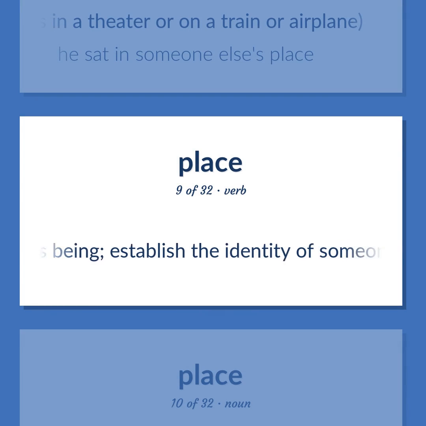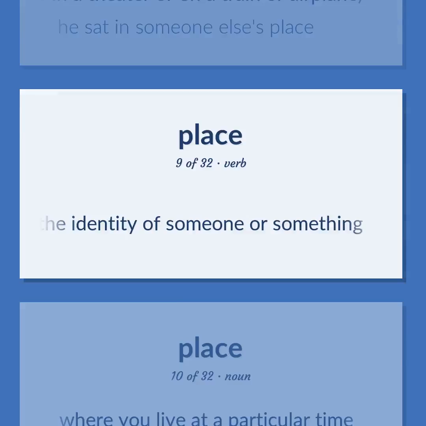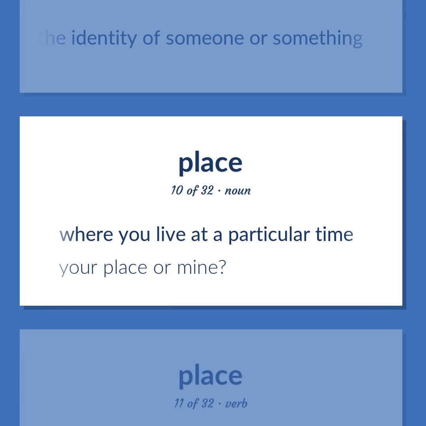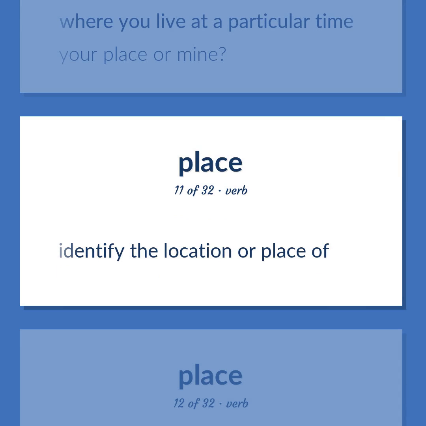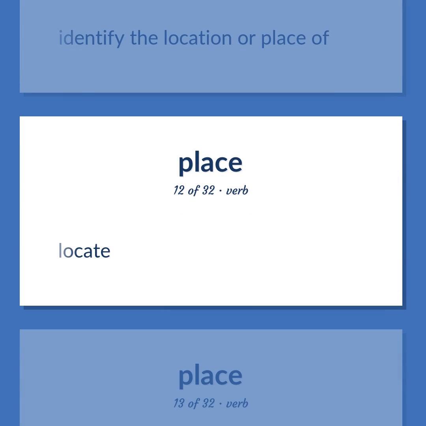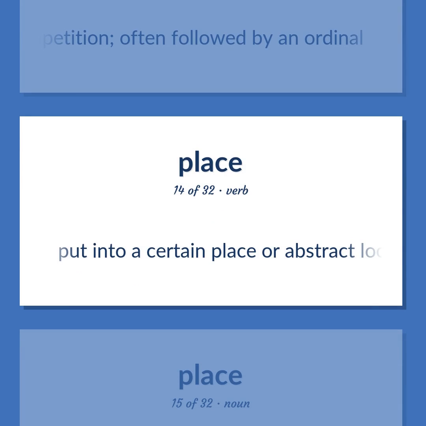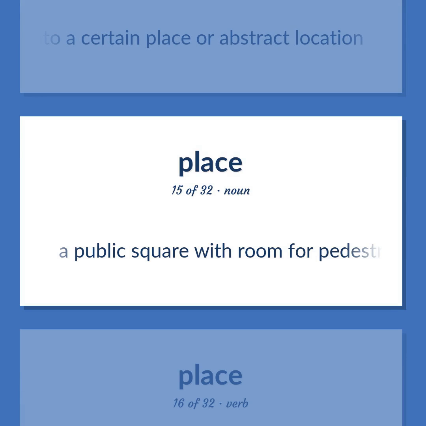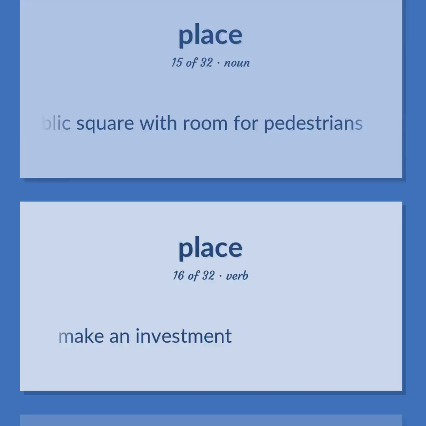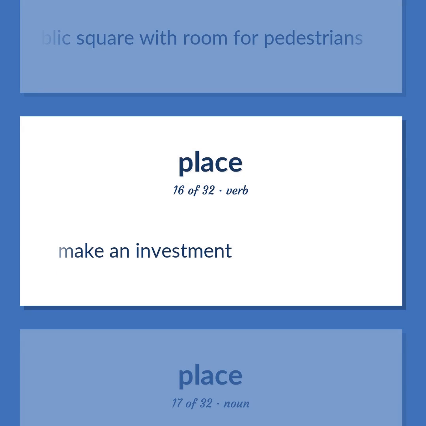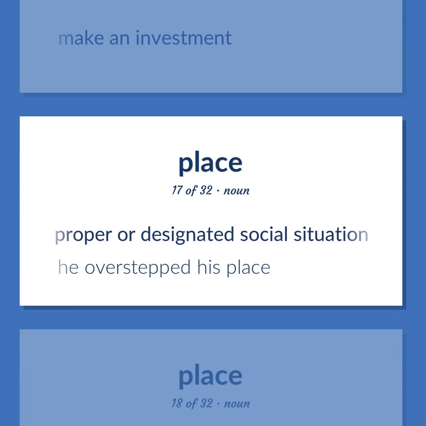Recognize as being. Establish the identity of someone or something. Where you live at a particular time. Your place or mine. Identify the location or place of. Locate. Take a place in a competition, often followed by an ordinal. Put into a certain place or abstract location. A public square with room for pedestrians. Make an investment. Proper or designated social situation. He overstepped his place.